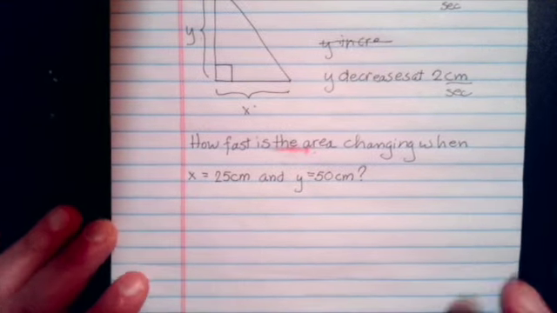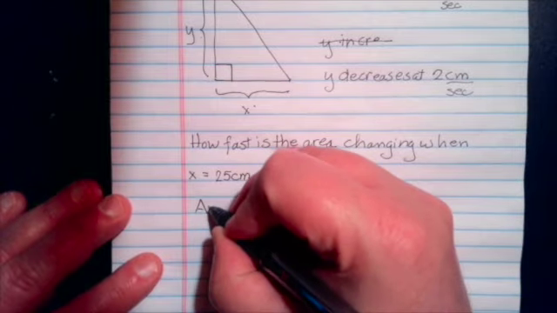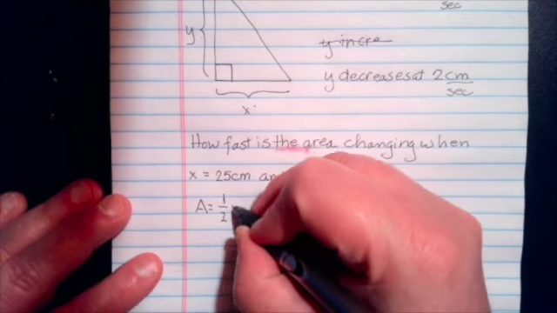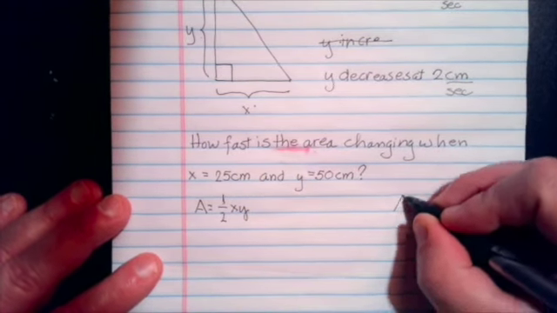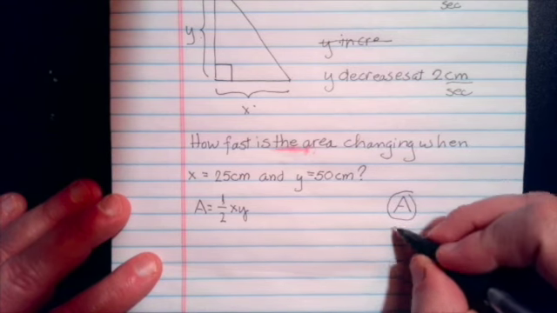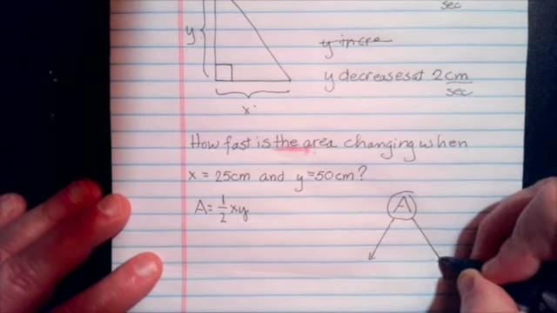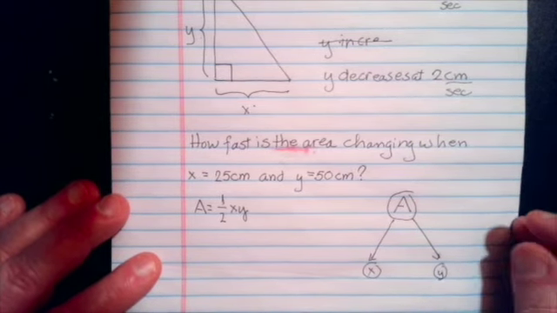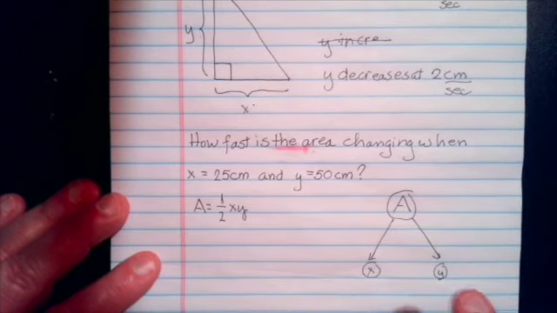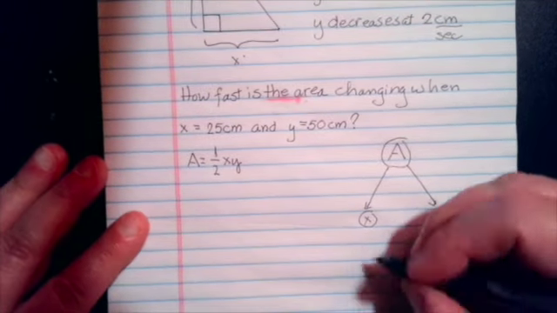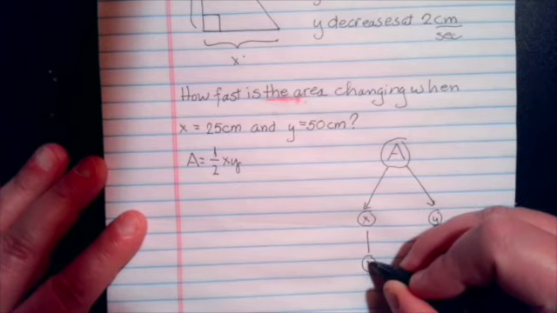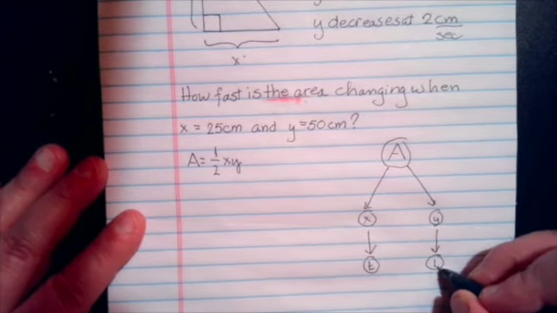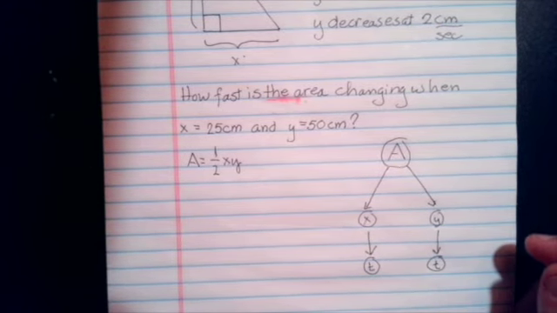So here's what we've got. We've got the area of this triangle, which is going to be given by 1/2 x times y. So the area is a function of two variables, x and y. Now, x and y depend on time, so let's call time t. So x depends on the variable t, or you might even want to think of it as a parameter t, and y also depends on the parameter t.